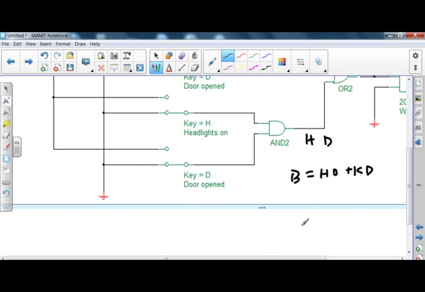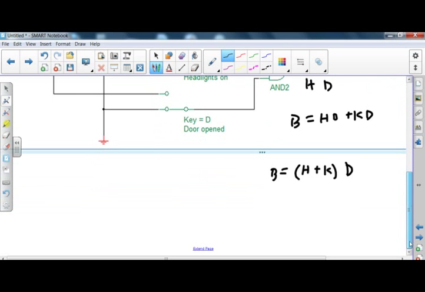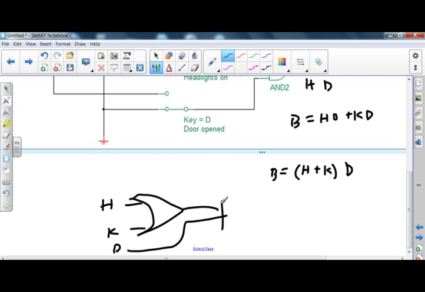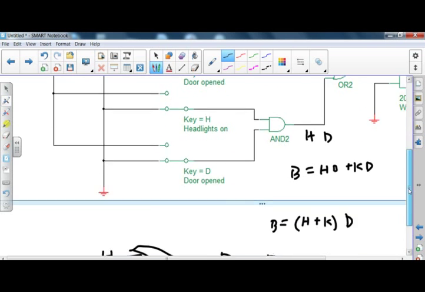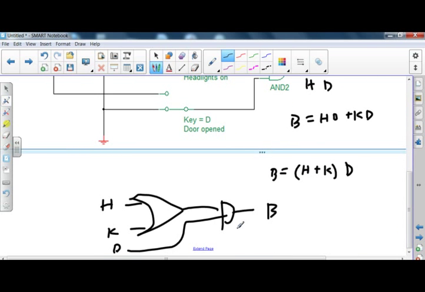And then I can reduce that. How can I reduce that? H or K, and D. That doesn't seem like too much of a reduction. But I suppose I could do that. So I could have H, K going through an OR gate. And then I could have D going through an AND gate, and that would be B. Before I had 3 gates, and now I've got 2 gates, so I guess I've reduced it.